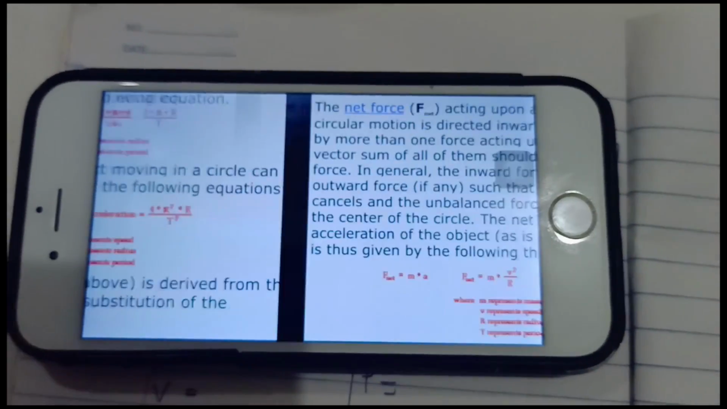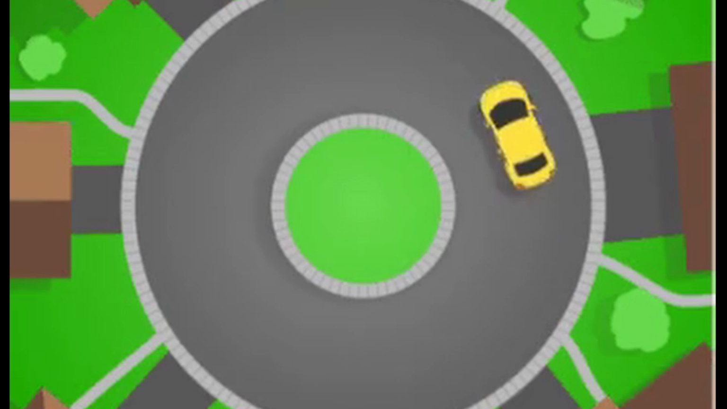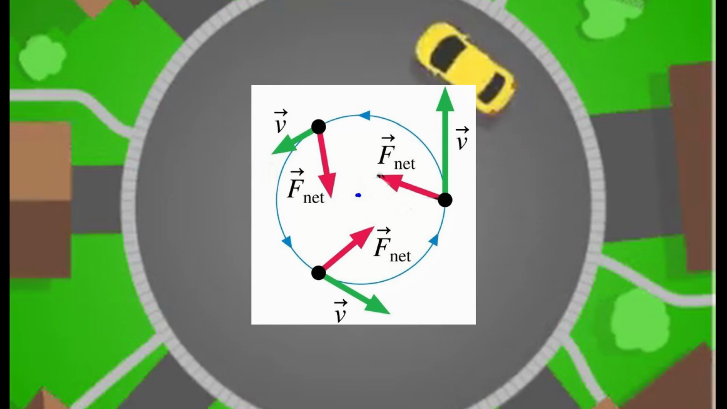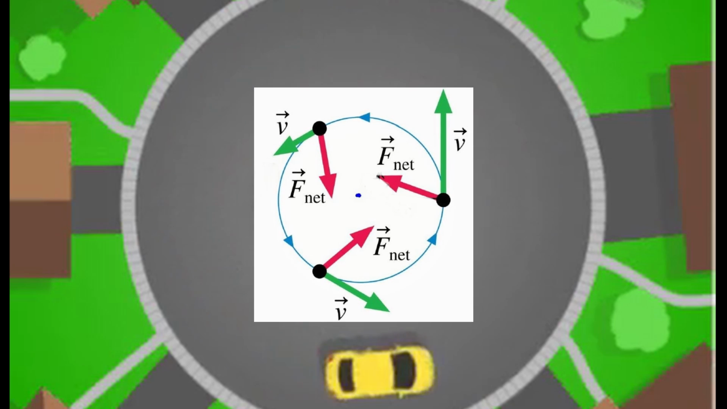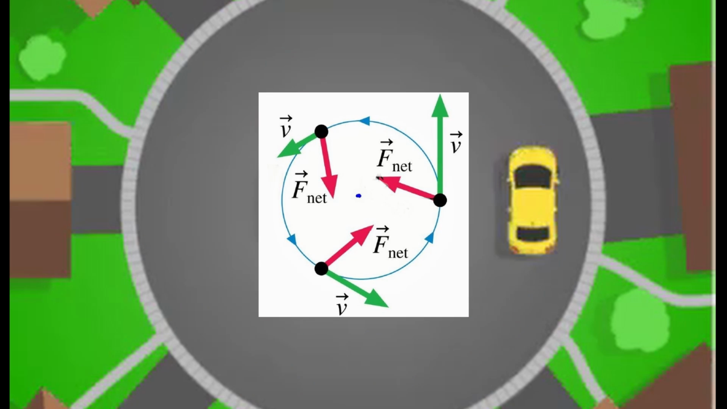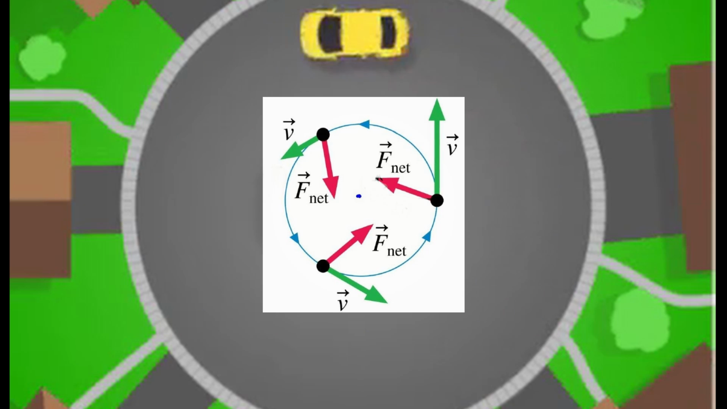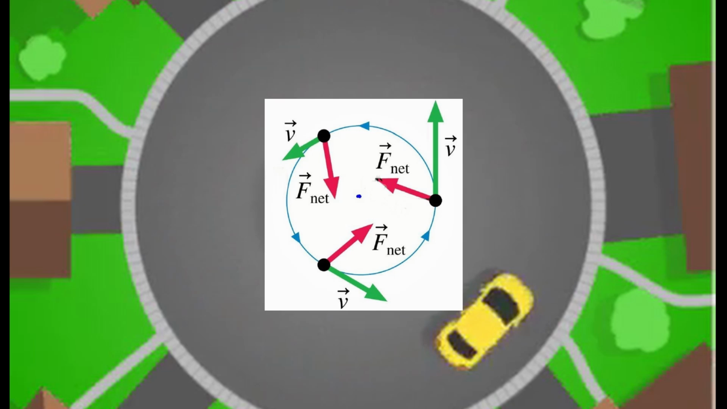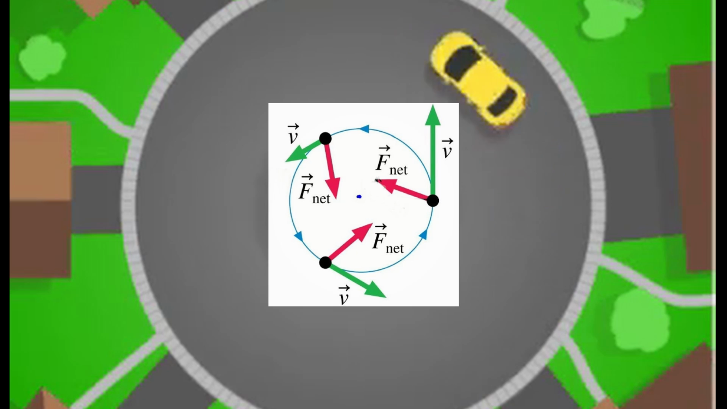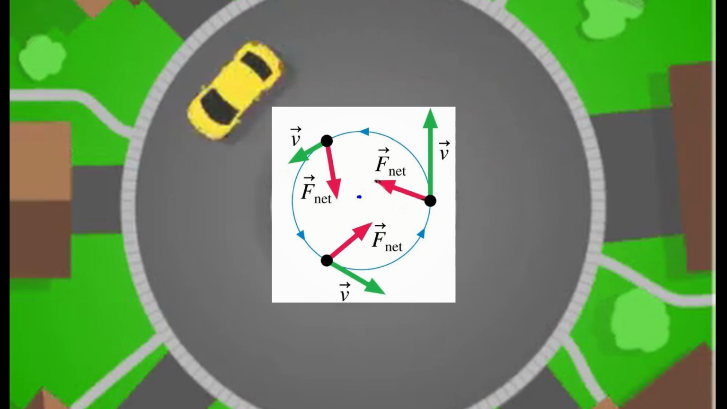The net force F acting upon an object moving in circular motion is directed inwards, while there may be more than one force acting upon the object. The vector sum of all of them should add up to the net force. In general, the inward force is larger than the outward force, if any, such that the outward force cancels and the unbalanced force is in the direction of the center of the circle.